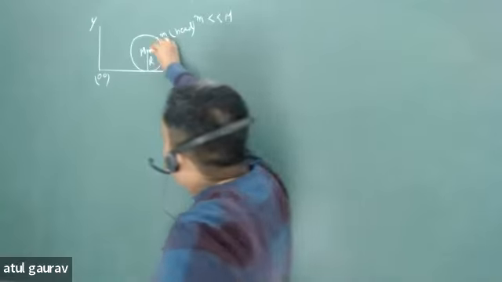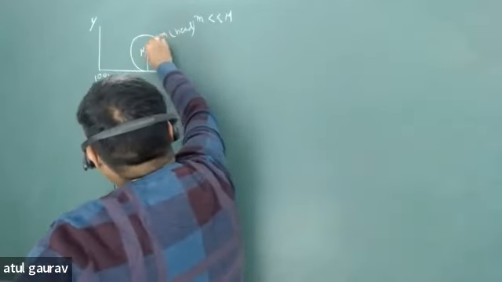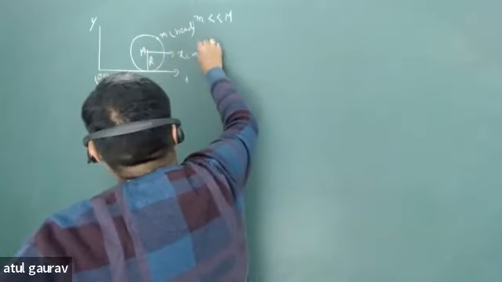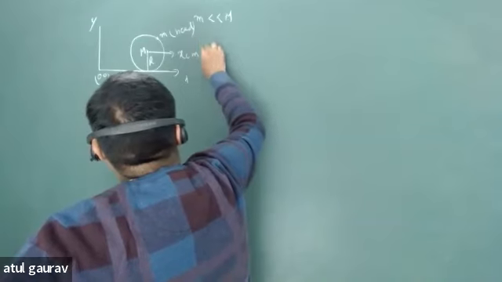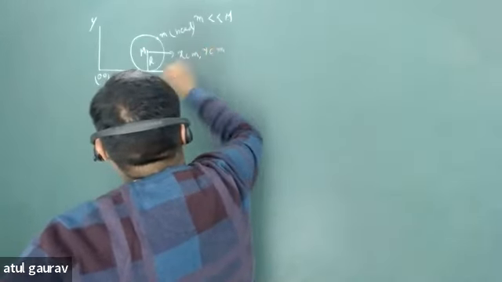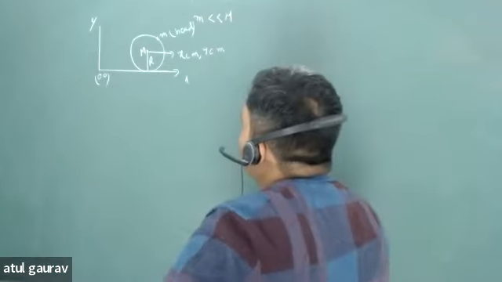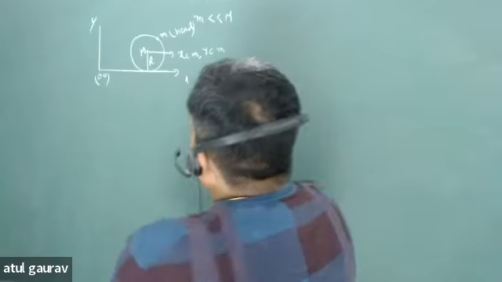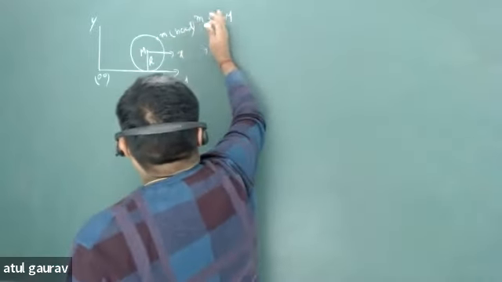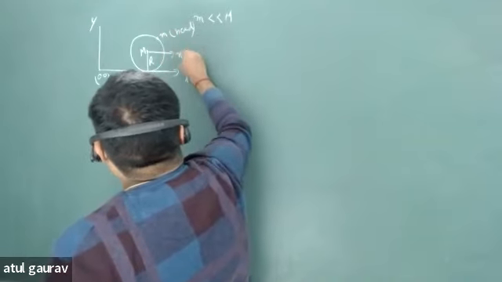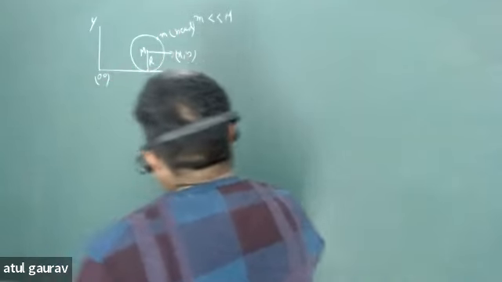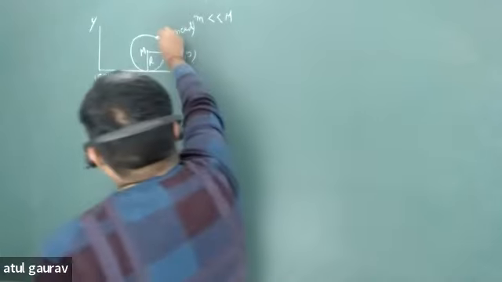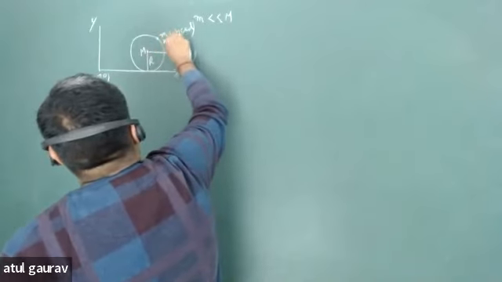So for this particular point, I can put the coordinates as xcm and ycm. Can I write this? This is my coordinate xcm, ycm. And let me put x and y for it, instead of writing cm again and again. And I can write the coordinate of this particular mass as, let's say, x1, y1.